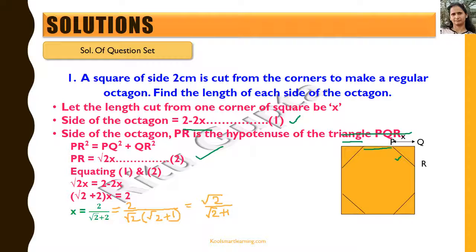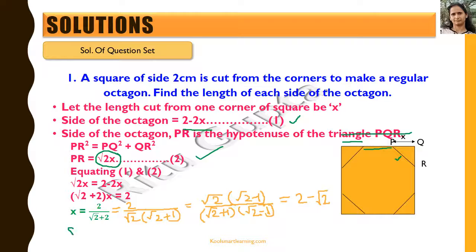Now we can rationalize this by multiplying it with root 2 minus 1 in the numerator as well as in the denominator. So we get root 2 into root 2 minus 1 divided by root 2 plus 1 into root 2 minus 1. Now in the denominator we clearly get 2 minus 1, which is nothing but 1, and in the numerator we get 2 minus root 2. Now this is the value of x. We need to find out the length of each side of the octagon. Now length of the side of octagon we know is given by root 2x.